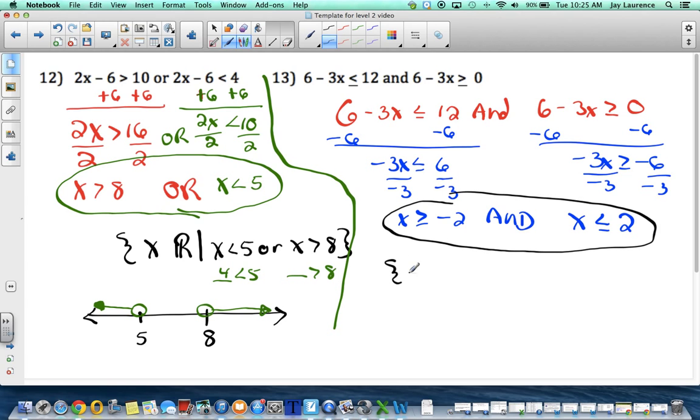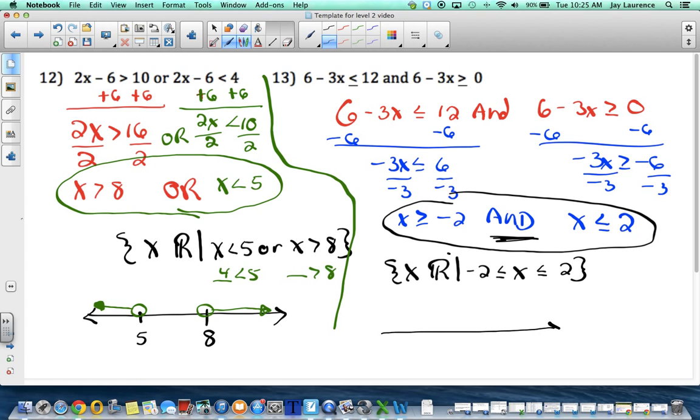Set notation. X is any real number such that, and you can certainly rewrite this. I prefer to do it this way. Negative 2 is less than or equal to x. Isn't that true? If x is greater than or equal to negative 2, isn't negative 2 less than or equal to x? And then since x is less than or equal to 2, I'll just write it like this. You can never do that with an or problem. Never write it as one sentence. I'm writing it as one because it's an and. I like to do it that way, but you don't have to.